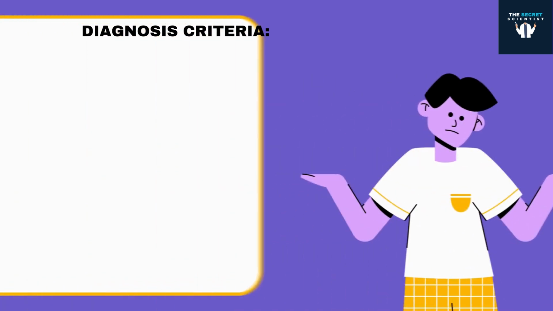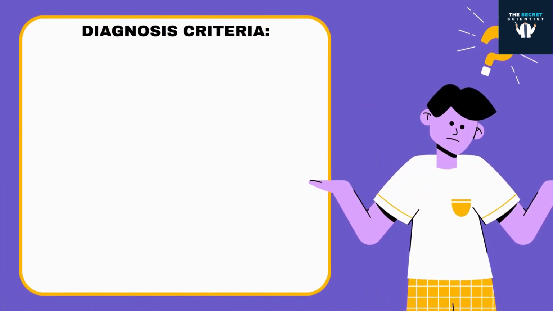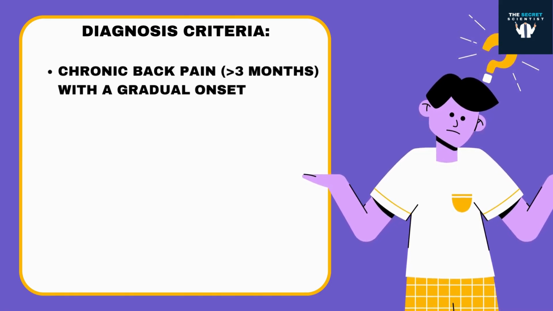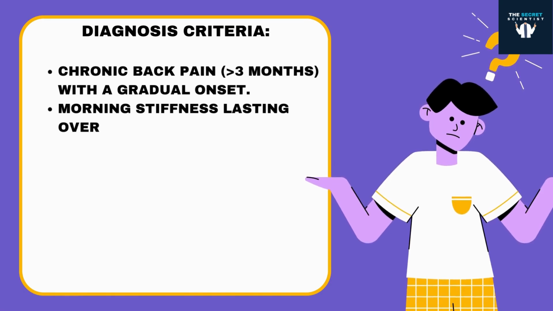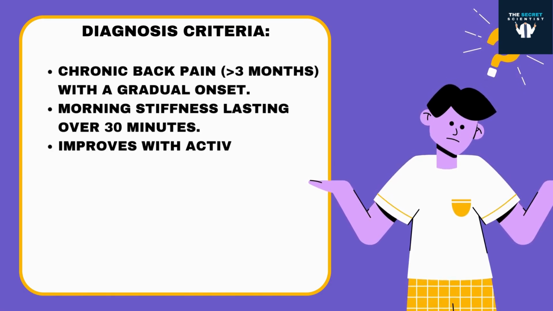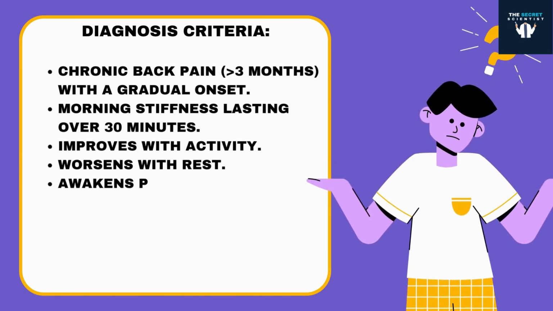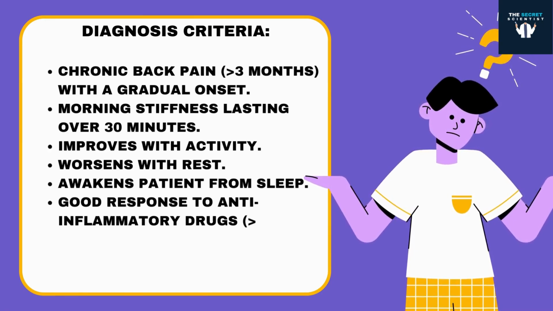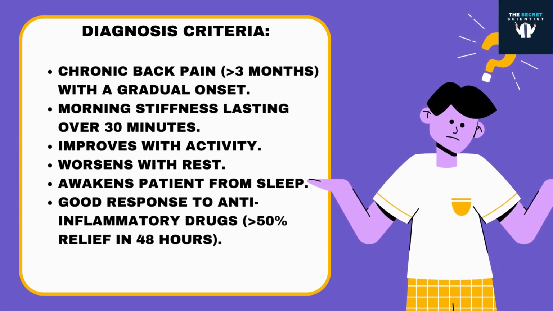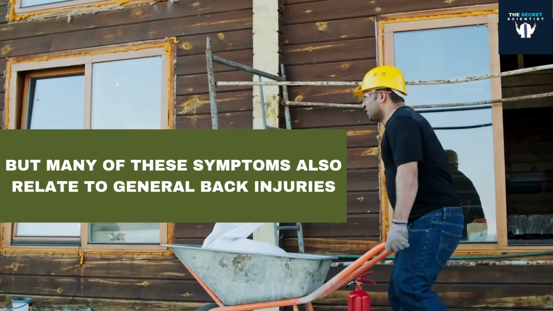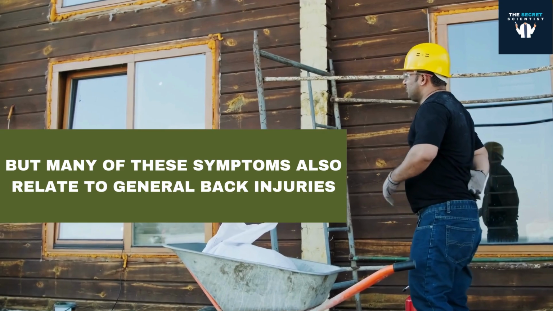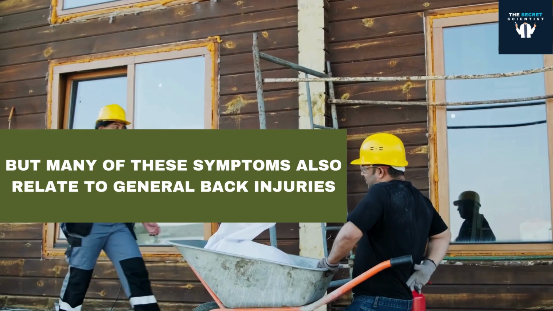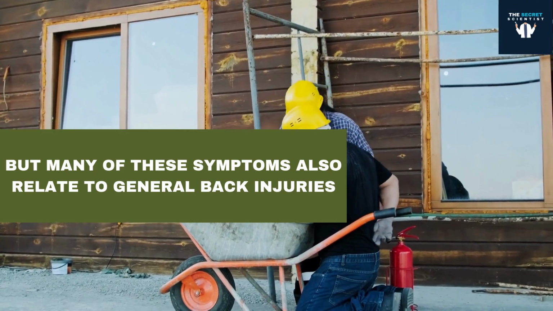Now, the first set of diagnostic criteria is based on symptoms. So this is chronic back pain for longer than 3 months with a gradual onset, morning stiffness lasting over 30 minutes, it improves with activity and worsens with rest, it often awakens the patient from sleep overnight, and they get a good response to anti-inflammatory drugs, with over 50% relief in symptoms in the first 48 hours. But what you'll notice is loads of these symptoms aren't specific to AxSpA, and it could be from a slipped disc, etc. So that's why it's so difficult based on this diagnostic criteria.